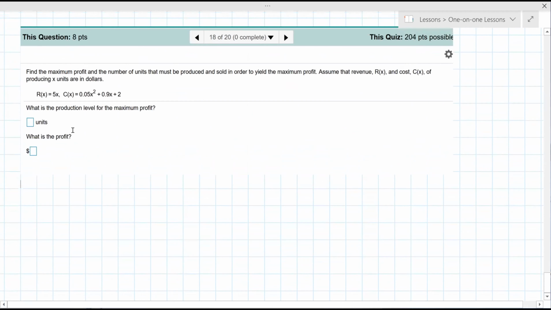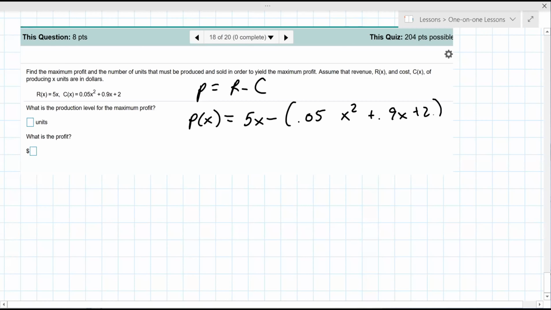All right, find the maximum profit and the number of units that must be produced and sold to yield the maximum profit. Profit in this case is R minus C, so we actually have to do R minus C this time. Last time we could get away with not doing it. So your profit P of x is 5x minus parentheses 0.05x squared plus 0.9x plus 2. You do want to distribute the negatives. So it's 5x minus 0.05x squared minus 0.9x minus 2.